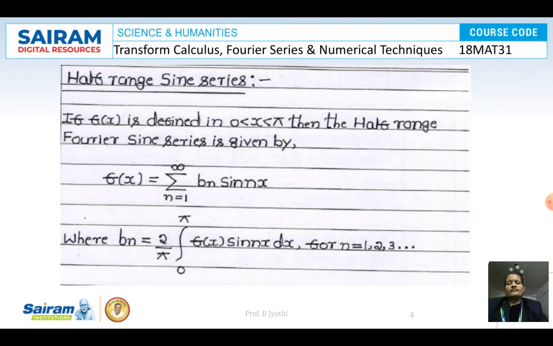Next, half-range sine series. If it is defined in the interval 0 to pi, then the half-range Fourier sine series is given by f of x is equal to sigma bn sin nx, and bn is given by 2 by pi integral 0 to pi f of x sin nx dx for n is equals to 1 to infinity.